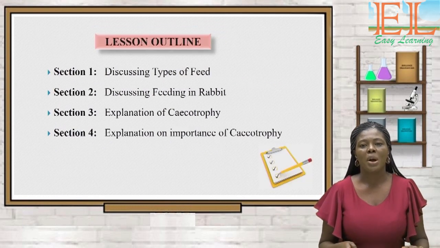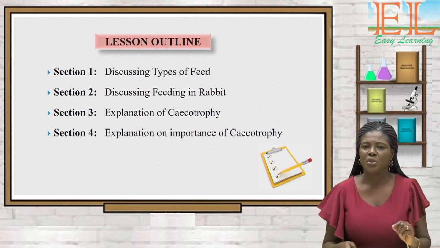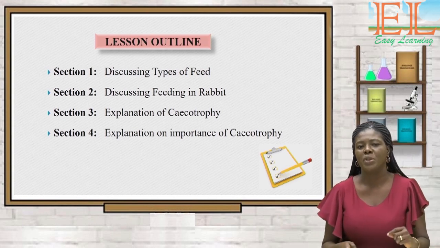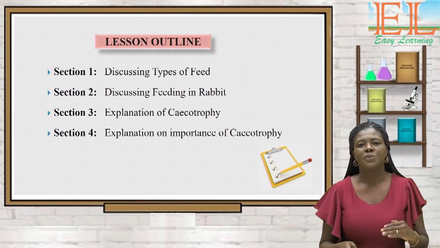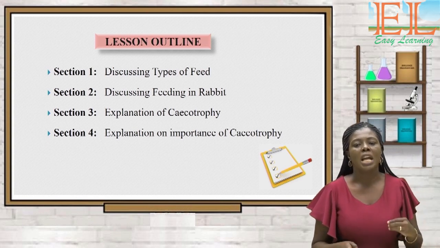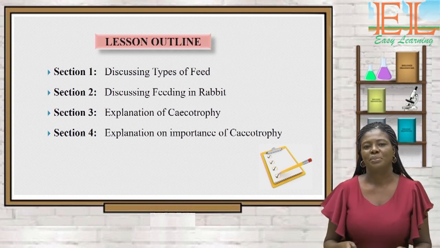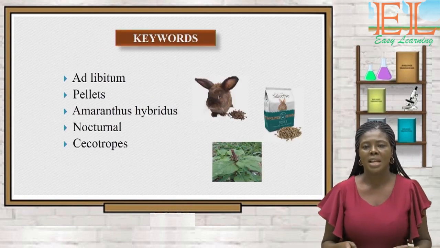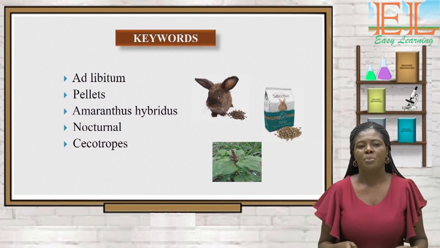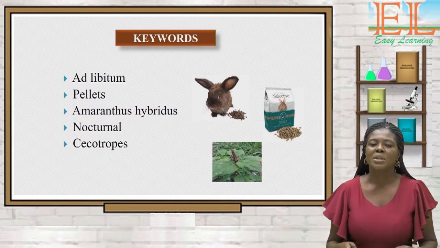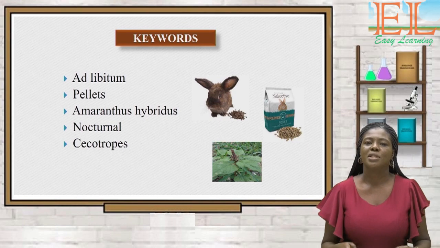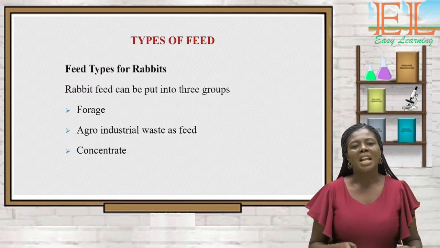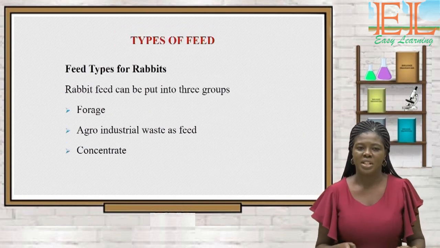How are we going about with our lesson for today? First of all, we'll discuss the types of feed. Then we'll look at feeding in rabbits. We'll give explanation to psychotrophy and we'll state the importance of psychotrophy. Now, these are the key words that we'll be meeting in our lesson: ad libitum, pellet, Amaranthus hybridus, nocturnal, and psychotroph. Now let's look at the types of feed.